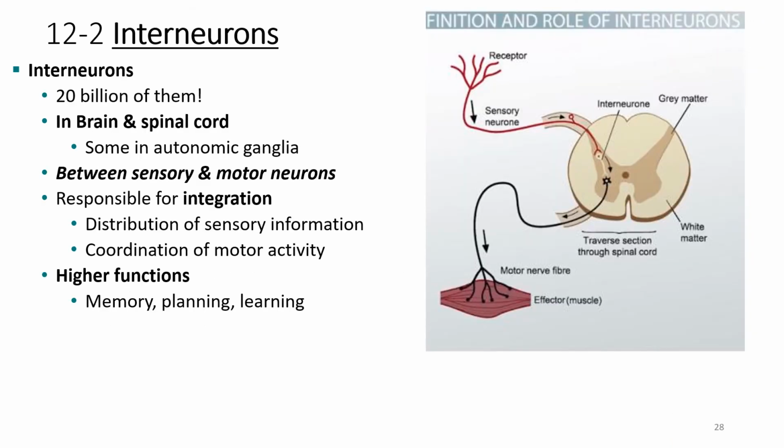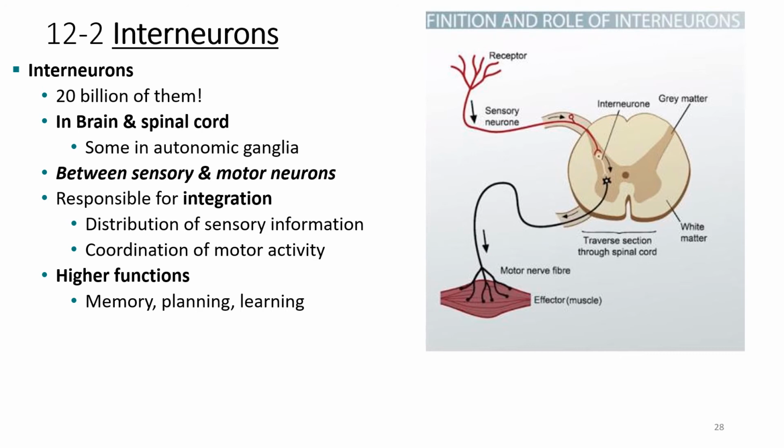So our third type of neuron are our interneurons, also known as association neurons. And there are lots of these, most of any neuron, 20 billion of them. Most of them are found in the brain and spinal cord, but we do have some in those autonomic ganglia. Remember, those autonomic ganglia are kind of groupings of cell bodies in the peripheral nervous system.